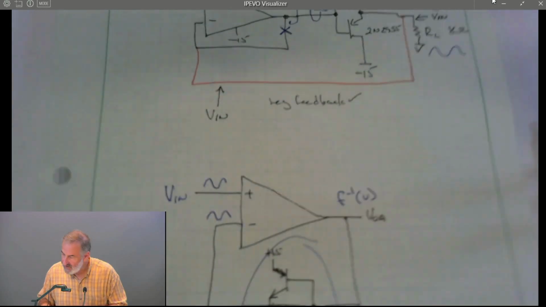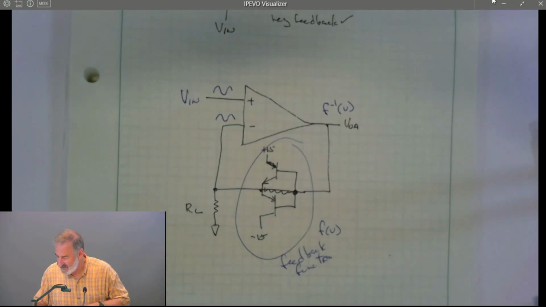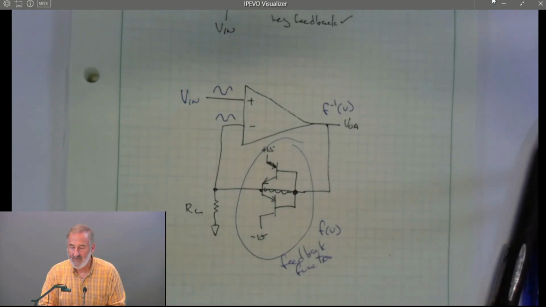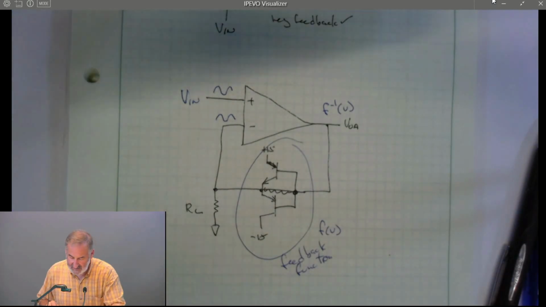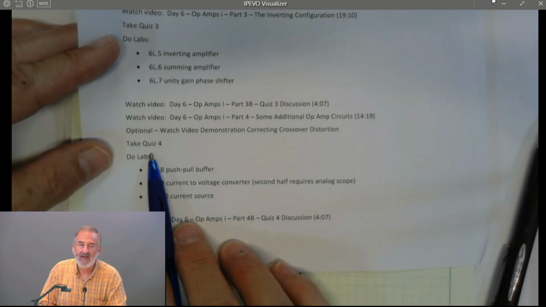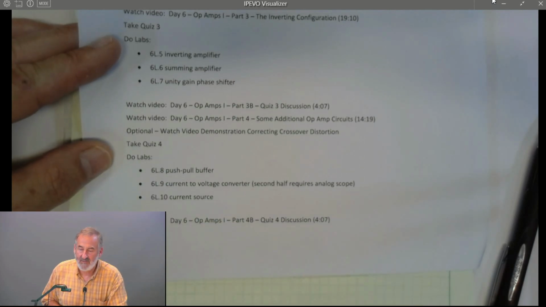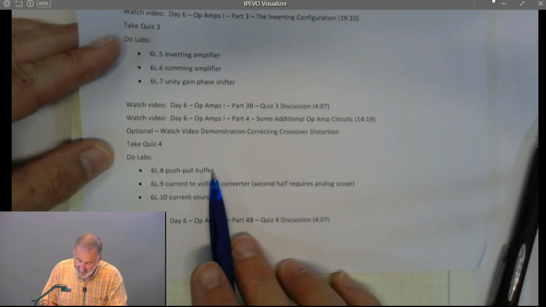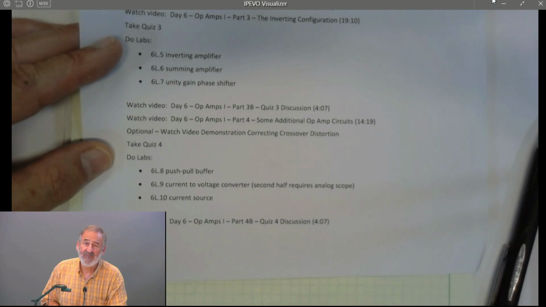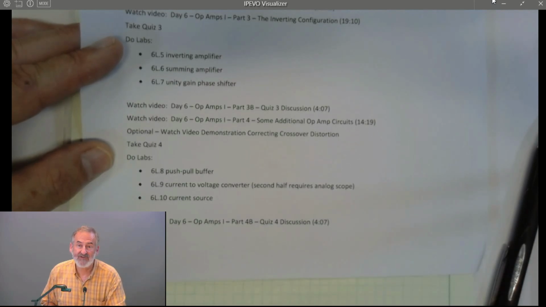So there's 3 different circuits using op amps to do things that we wouldn't know how to do otherwise. You're going to go into the lab. Let's take a look at what we're doing next. You're going to take quiz 4, which asks you a bit about how this all works. And then you're going to build 3 circuits. You're going to do the push-pull buffer and show how feedback fixes the crossover distortion. You're going to build a current to voltage converter, and you're going to build a current source. And we have 2 types of current sources, one which uses the floating load and one that allows you to use a grounded load.